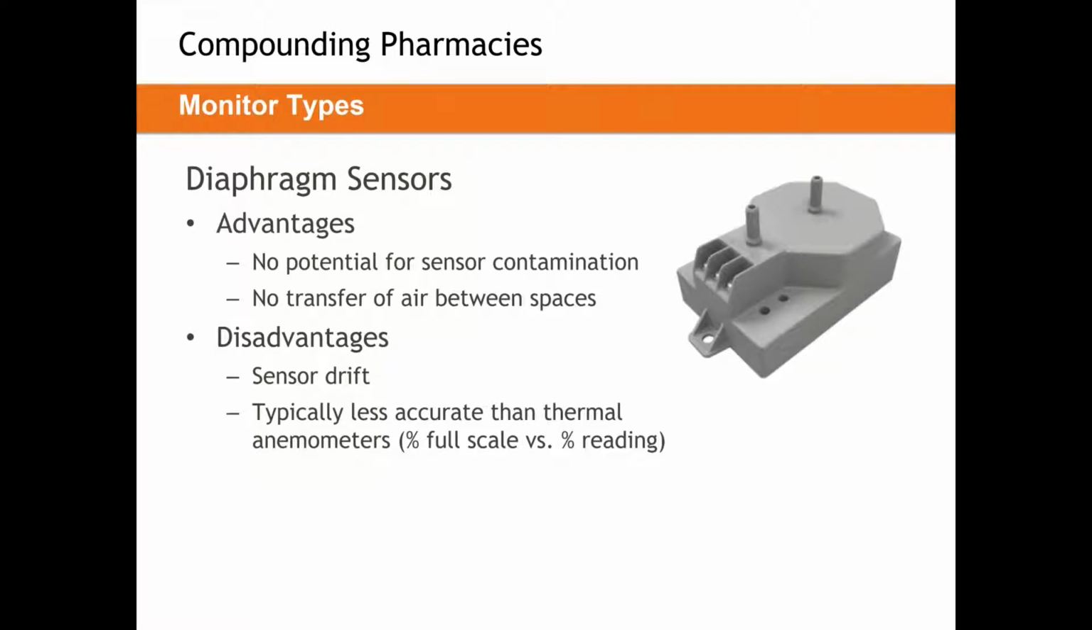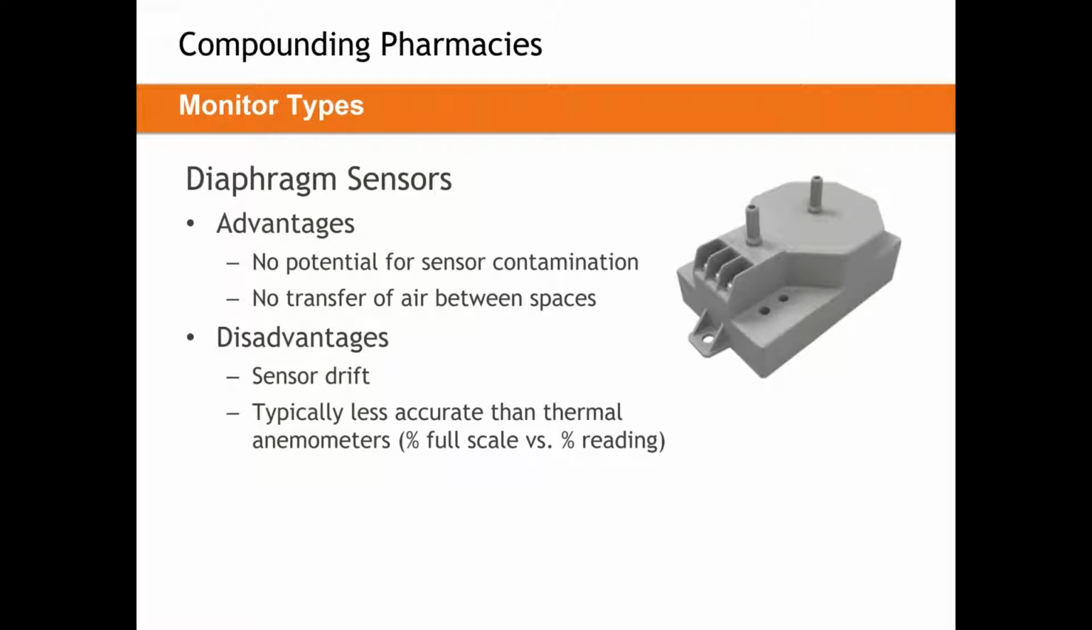There's typically three types. The first, the most simple, and really you could call it the legacy technology, is a diaphragm sensor, sometimes called a differential pressure sensor. So these are very nice in that they don't actually transfer air between spaces. These are what we call dead-ended sensors. So there's no potential for lint or dust or dirt to actually contaminate this sensor because the sensing element doesn't allow airflow to pass through it.